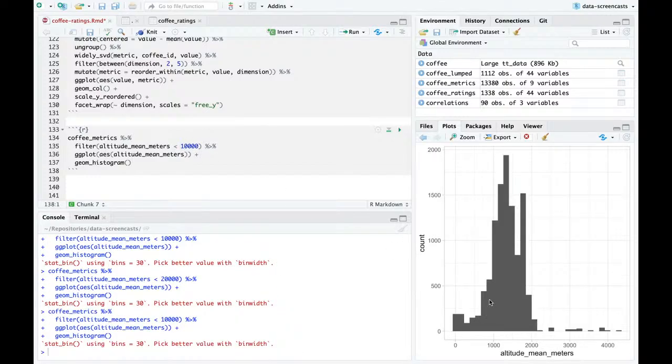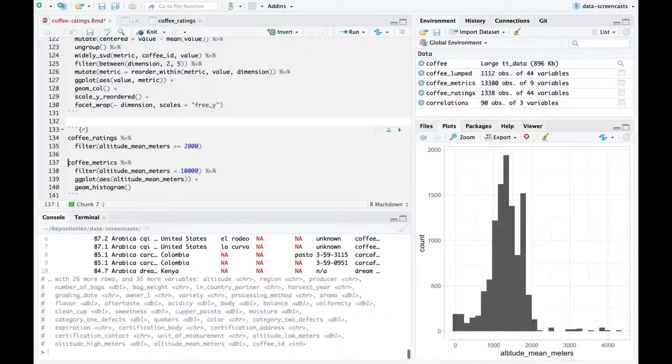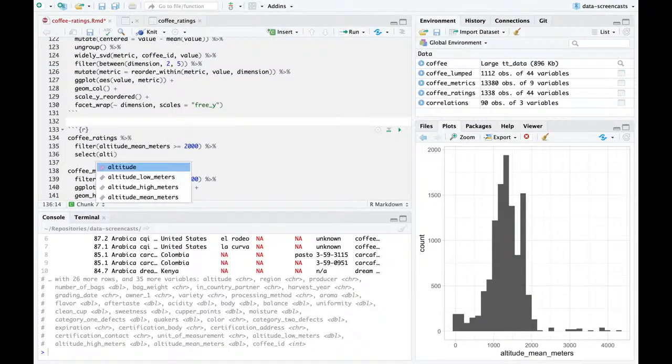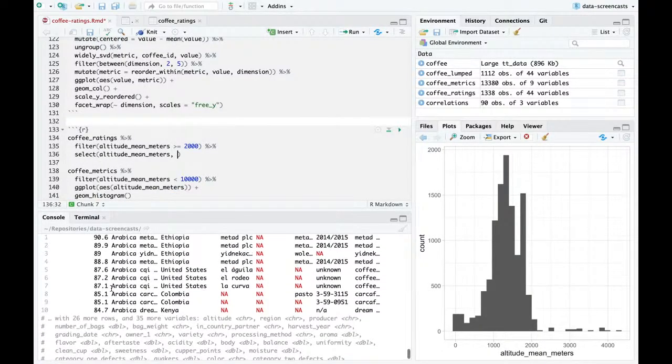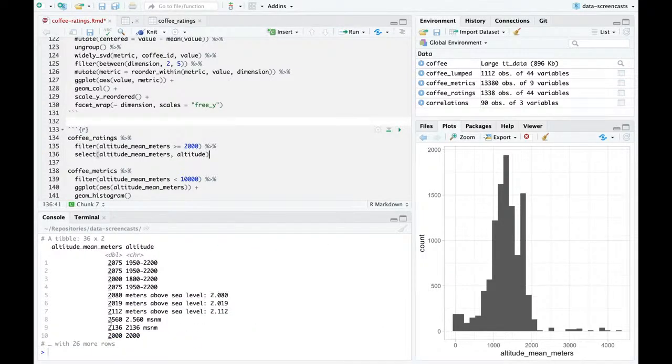So I like the roughly normal, typically around 1,000, because there's a lot we can do with the normal. So the first thing I'm going to do is take our coffee metrics and filter for altitude mean meters greater than 3,000. Let's say 2,000. I'm going to do it on our original data set. I'm going to select the altitude mean meters as well as the altitude. I can compare it to the raw data.